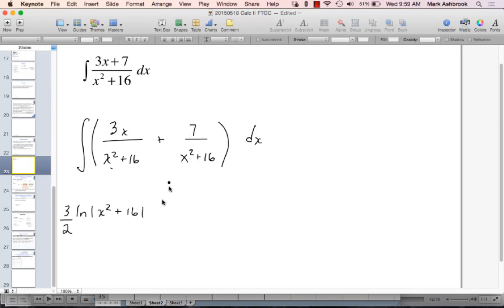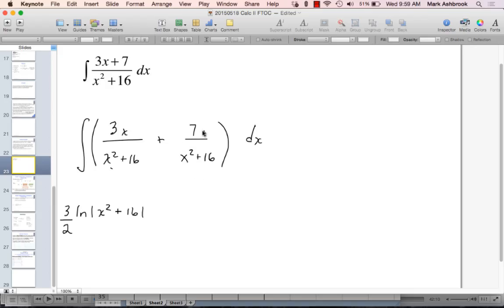Okay, so now we come to this other one. So we got that. That's good. Now what about 7 over x squared plus 16? Can we do undoing the chain rule for that one?